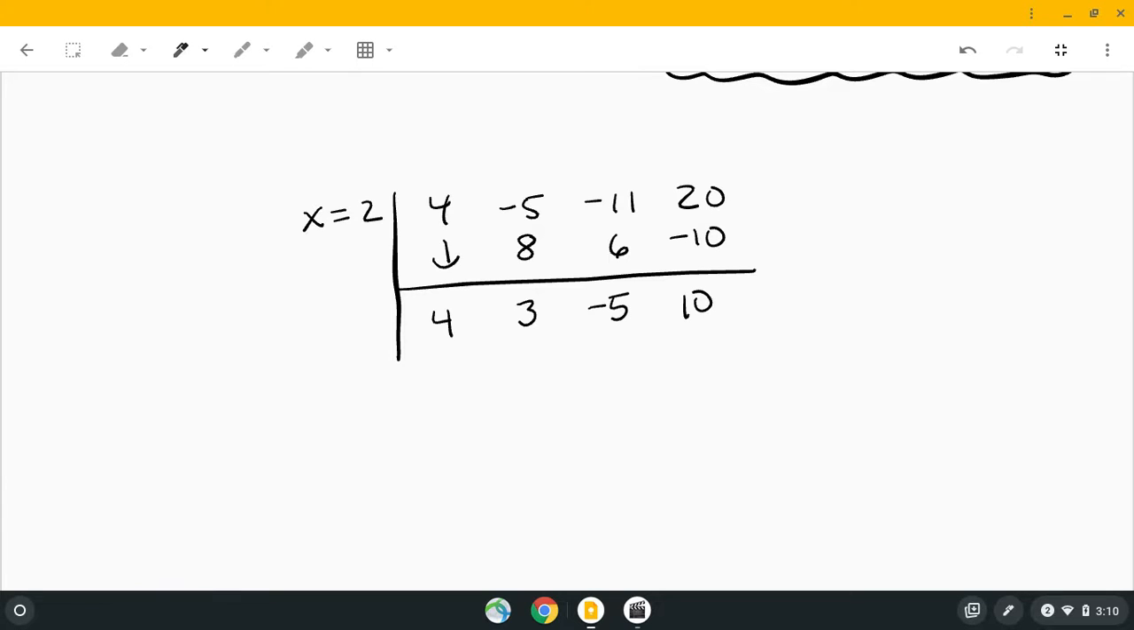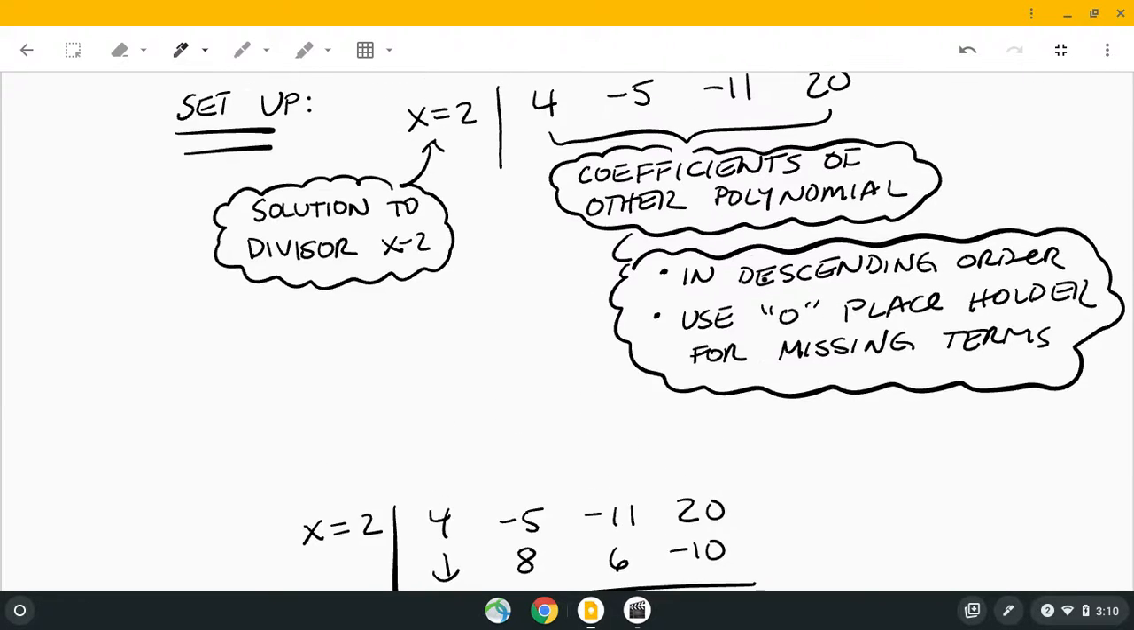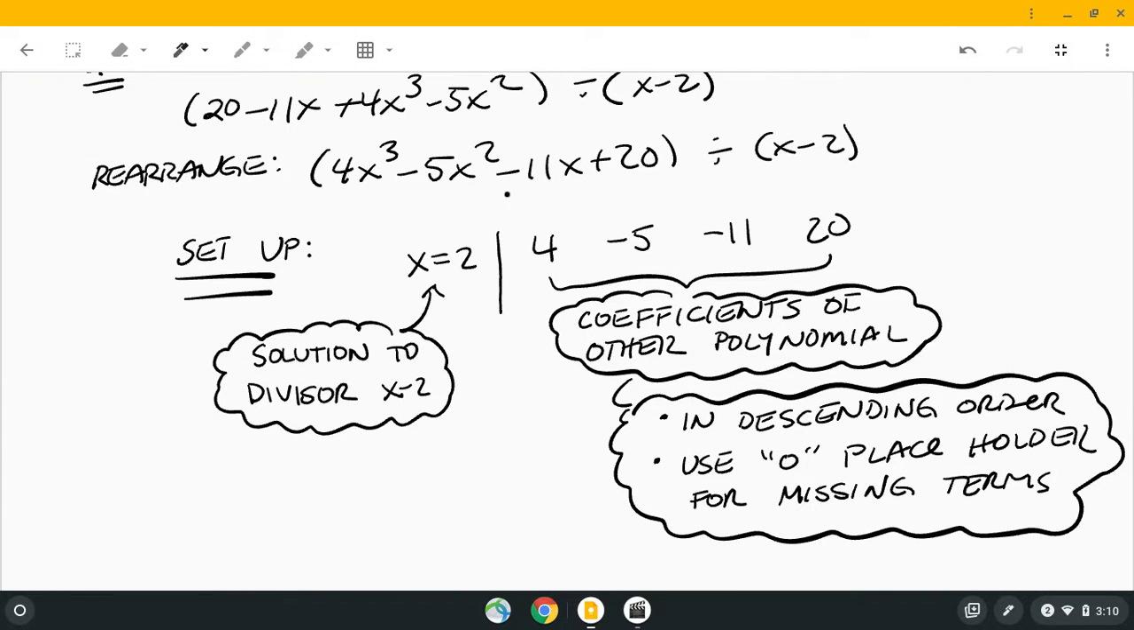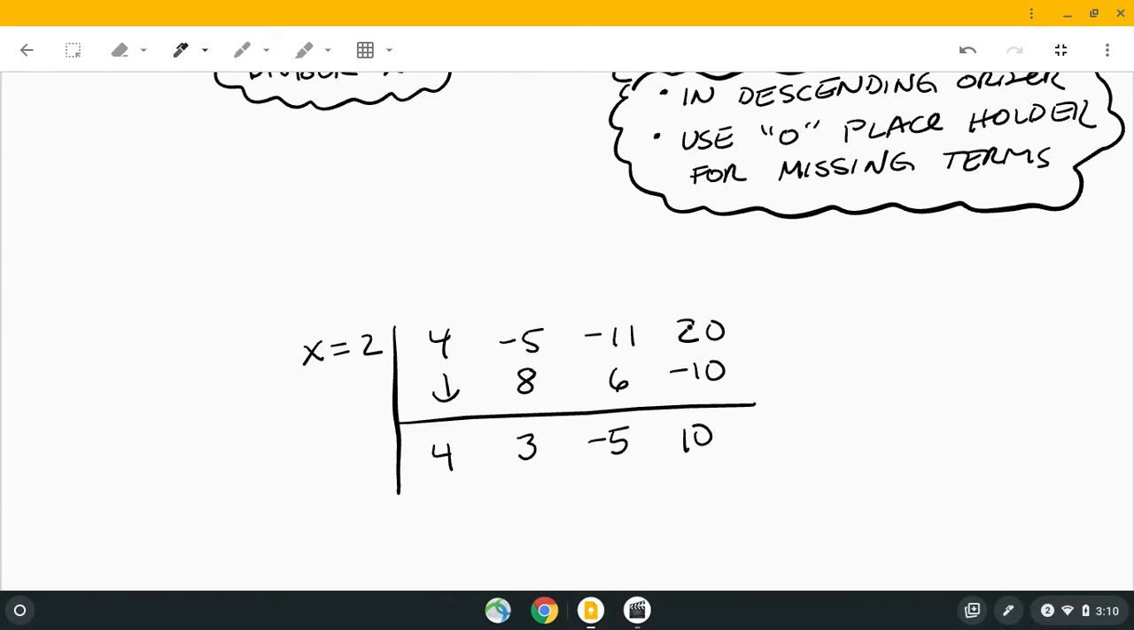So what do all these numbers mean? First of all, these here are the coefficients of this polynomial over here. So 4, -5, -11, and 20. So we know where these come from. But what I want you to notice is that these are the coefficients of a degree 3 polynomial. Do you see that? That makes a big difference.